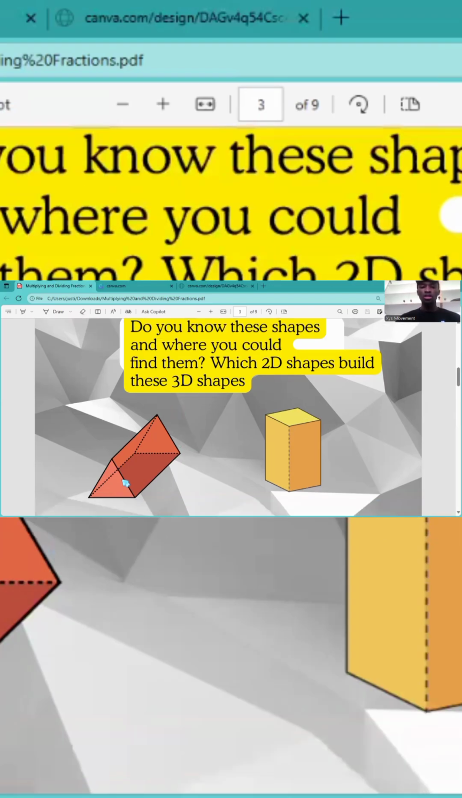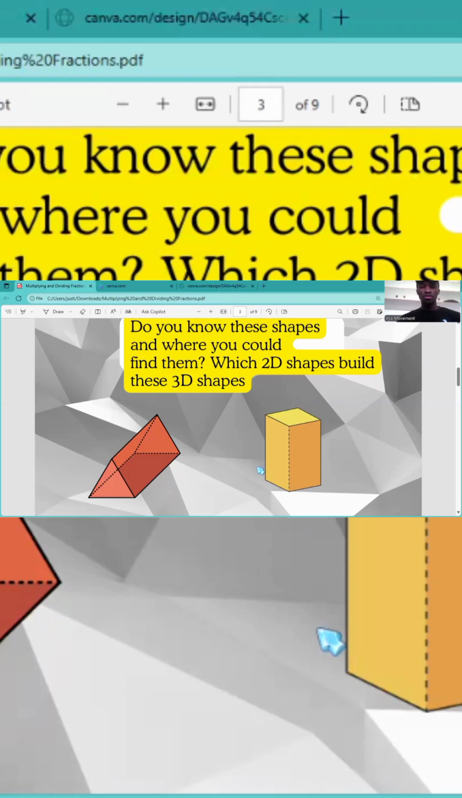Firstly, look at this shape. Do you know what it's called? It is called a triangular prism. In real life, things like tents look like this. Some calendars also look like this shape. Secondly, do you know what this shape is called? This shape is called a rectangular prism. You could see bricks that look like this shape. Hopefully you got them right.